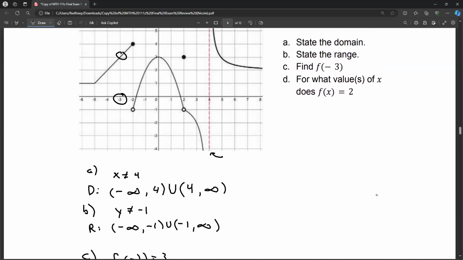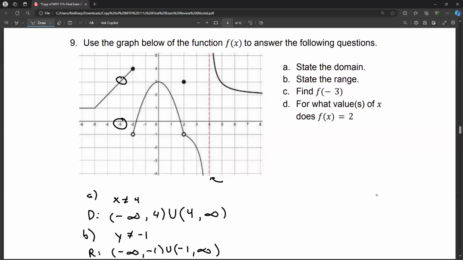All right, so the last question here is asking us for what values of x does f of x equal 2? So what x value are we plugging in order for the output to be equal to 2? Here, probably best to just go to y equaling 2, which is here. We see the function intercepts y equaling 2 here, here, and here. And so this would just be our list of x values.